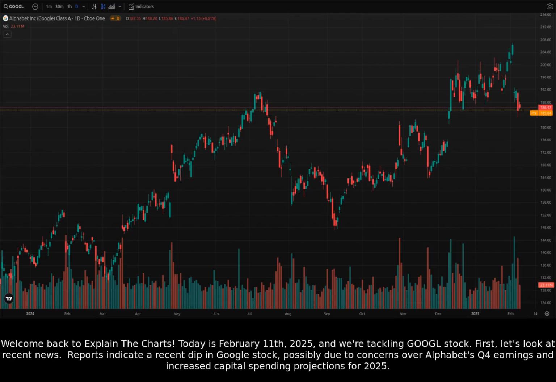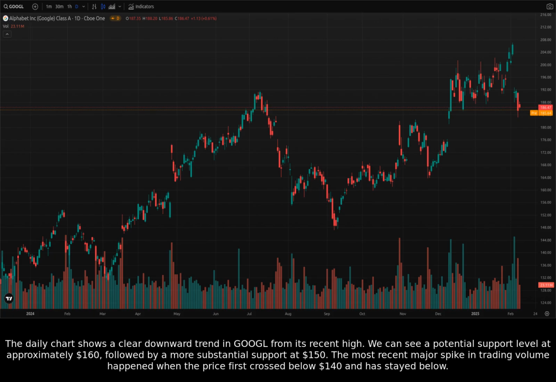Today is February 11th, 2025, and we're tackling Google stock. First, let's look at recent news. Reports indicate a recent dip in Google stock, possibly due to concerns over Alphabet's Q4 earnings and increased capital spending projections for 2025. The daily chart shows a clear downward trend in Google from its recent high.